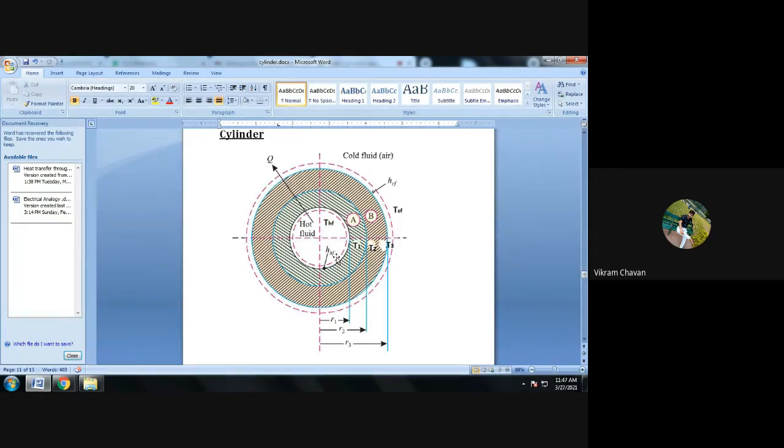And the convective heat transfer coefficient of this particular hot fluid to the internal surface of A cylinder is H suffix HF. Now, surrounding this particular composite cylinder, another fluid is there.